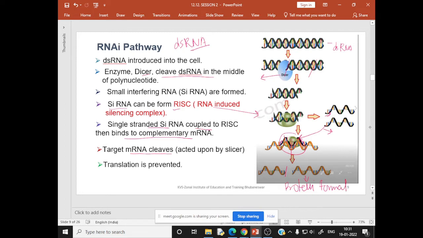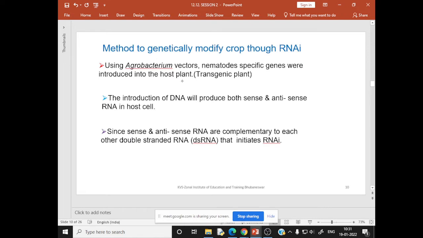So what have we done? We have stopped the translation process. The target mRNA is cleaved and translation is prevented. In this way, because of the absence of protein, the organism will not be able to survive.